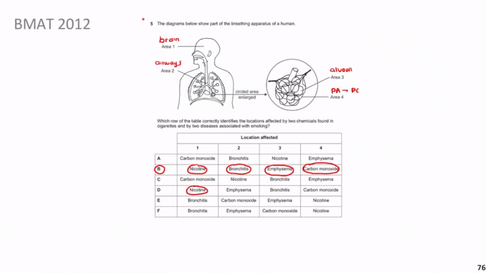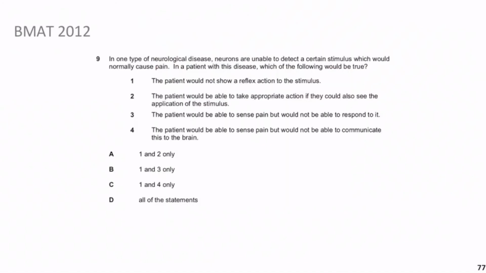All right, guys. So previously, we were looking at BMAT 2012 question 5 to do with this question about smoking and how it affects the physiology of the lung and the associated vasculature. But hopefully, guys, that has made sense. Without further ado, we're going to move now on to BMAT 2012 question 9. It says, in one type of neurological disease, neurons are unable to detect a certain stimulus, which would normally cause pain. And this is actually true, guys.